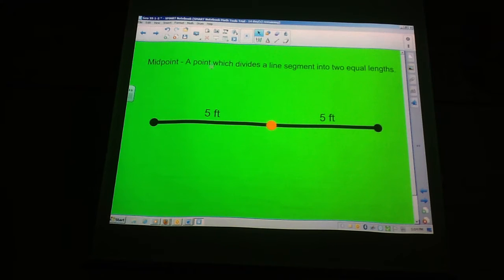Alright, we're going to pick up now at midpoint. This should be, I think, the fourth and final part of section 1-2. And midpoint is the point that divides a segment into two equal lengths. So we have the red dot in the middle of this black segment would be the midpoint, and it divides this first half into 5 foot and the second half into another 5 foot. So the whole segment would be 10 foot.